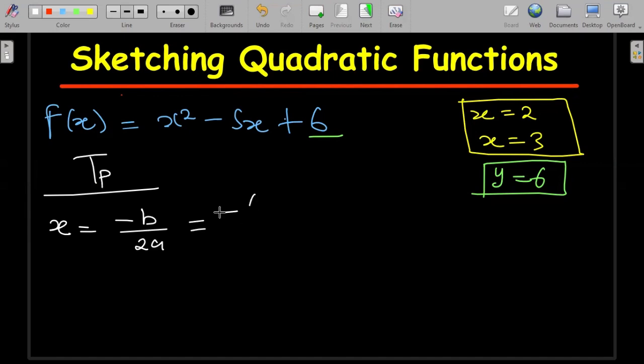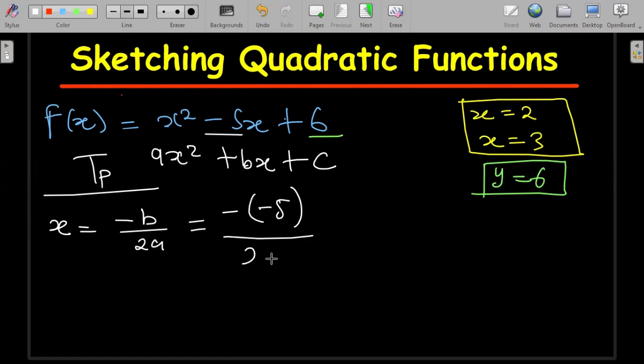So now minus, and then what is my b here? Remember the general form, ax squared plus bx plus c. So it means my b here is this minus 5. Okay, so I'll put minus 5 over, what is my a? So I have 2 multiplied by a. My a is the coefficient of x squared, which is just 1 there. So I'll put 1. So this will be negative multiplied by negative, that is 5 over 2. Okay, so this here is my x coordinate of a turning point.